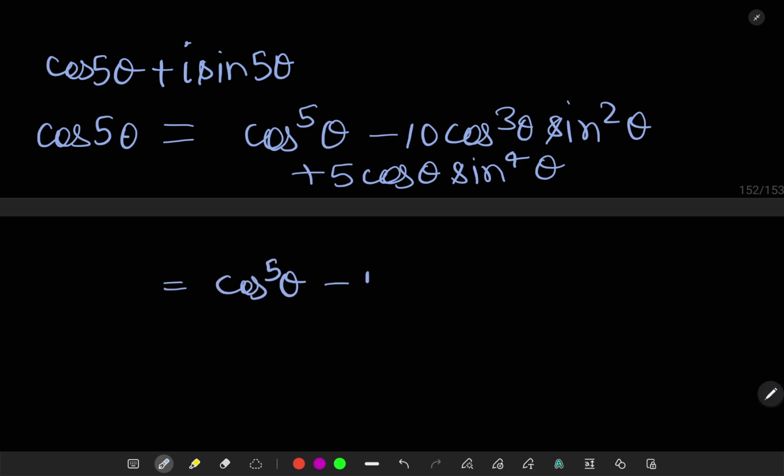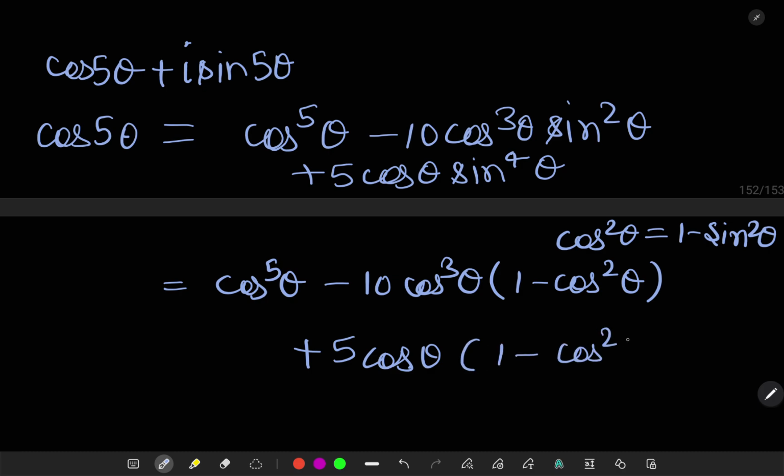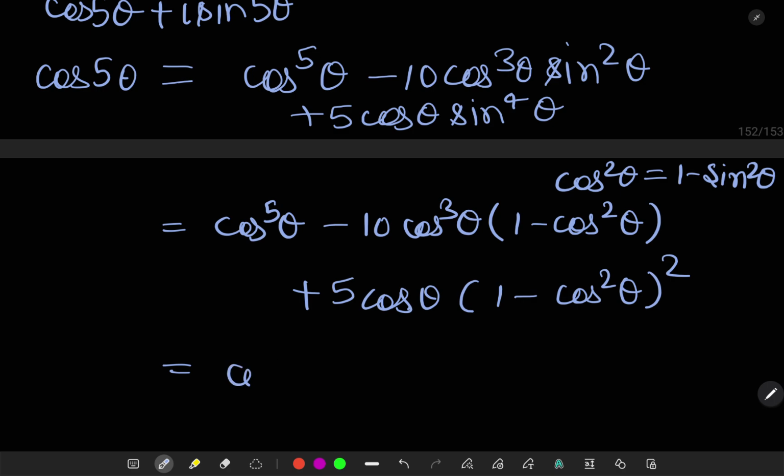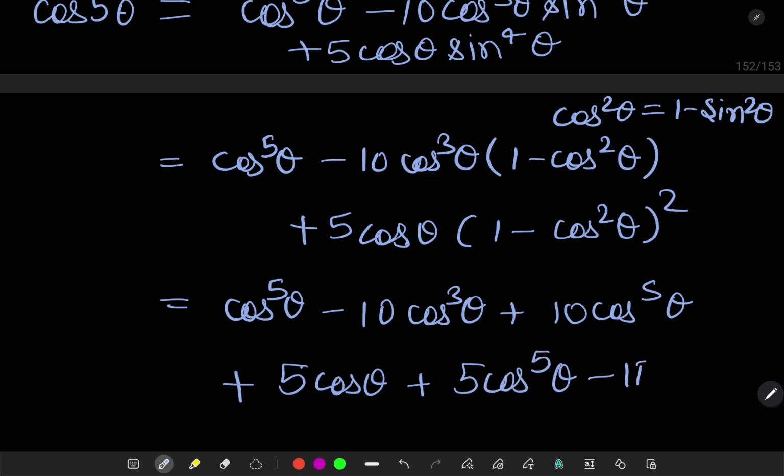Now using cos square theta equals 1 minus sine square theta, we can write this plus 5 cos theta into 1 minus cos square theta whole square, plus 10 cos cube theta, cos raised to power 5 theta, plus 5 cos theta plus 5 cos raised to power 5 theta minus 10 cos cube theta.